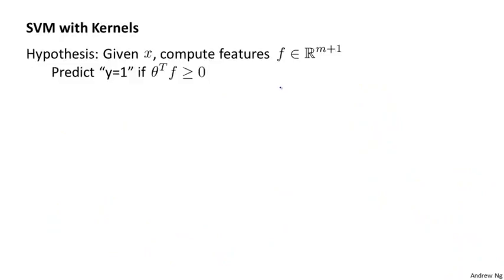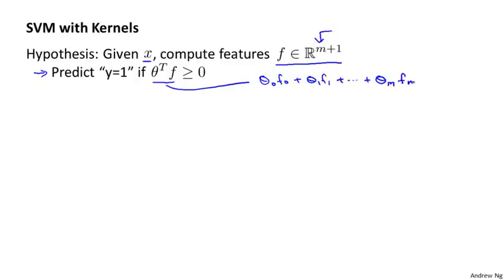If you already have a learned set of parameters theta, then if you're given a value of x and you want to make a prediction, what we do is we compute the features f, which is now an R^(m+1) dimensional feature vector. We have m here because we have m training examples and thus m landmarks. And we predict 1 if theta transpose f is greater than or equal to 0, right? So theta transpose f is just equal to theta 0 f 0 plus theta 1 f 1 plus dot dot dot plus theta m f m.